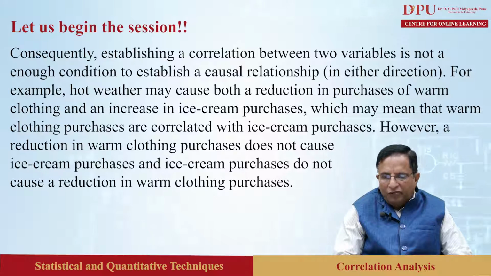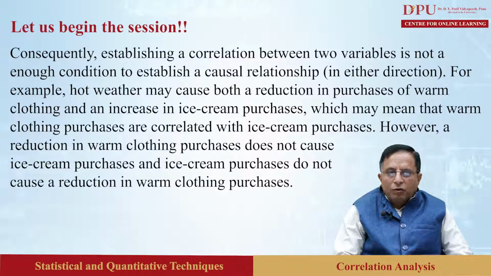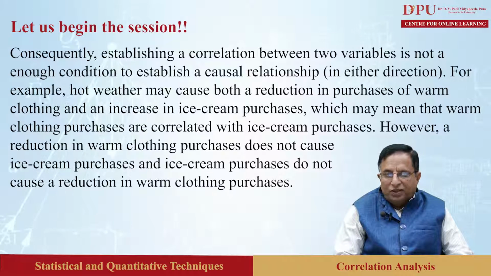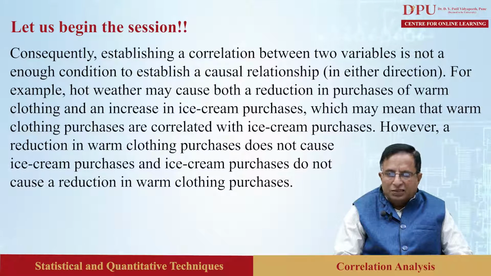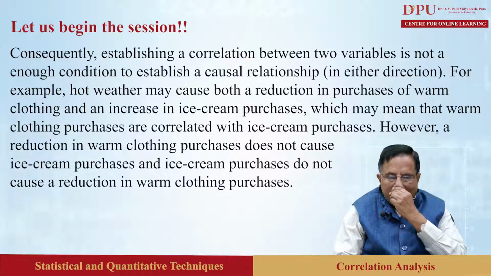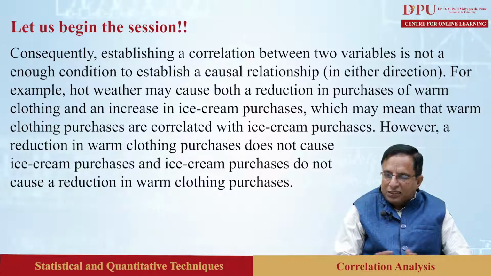For example, a hot wave may cause both a reduction in purchase of warm clothing and an increase in ice cream purchase, which may mean that warm clothing purchases are correlated with ice cream purchases. However, a reduction in warm clothing purchase does not cause ice cream purchase, and ice cream purchase does not cause a reduction in warm clothing purchase.